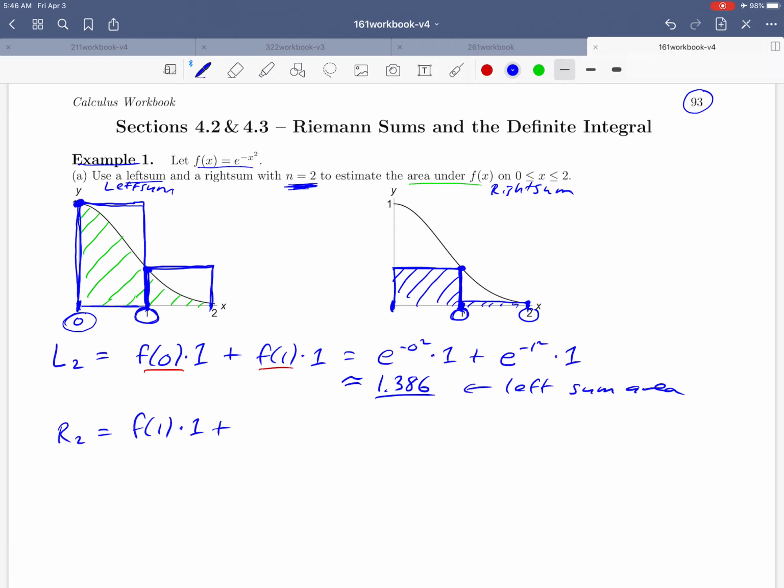And then the second rectangle, its height is given by f of 2. Okay, 2 is the right-hand endpoint. And this calculation is going to look similar to the previous one, just that we're plugging 1 and 2 into our function now. So we'll get e to the negative 1 squared times 1 plus e to the negative 2 squared times 1. You can substitute that into your calculator and you're going to get 0.386. Okay, there's our right sum area.